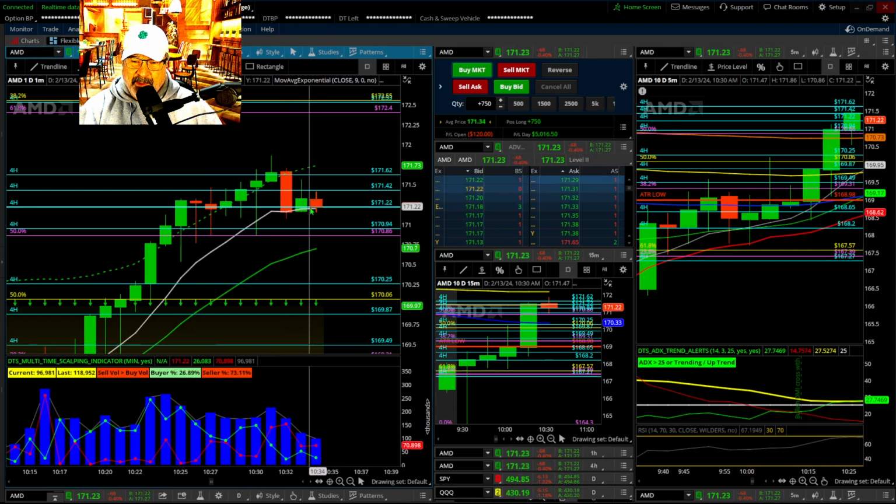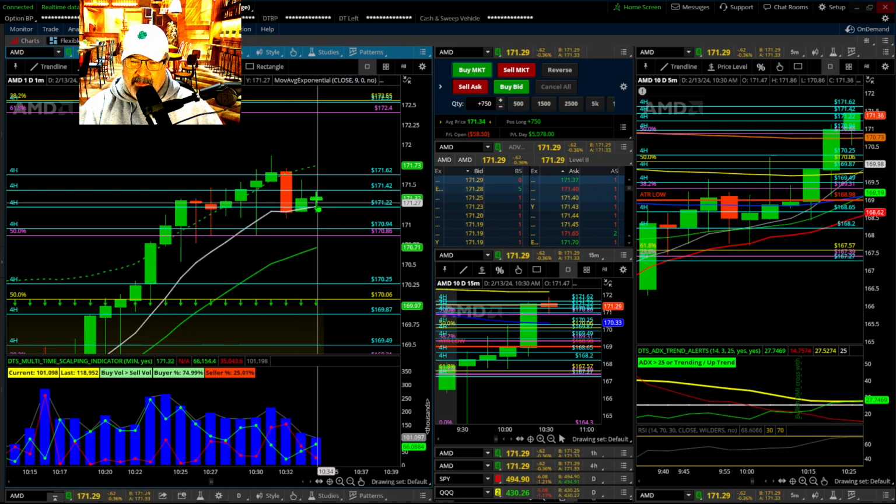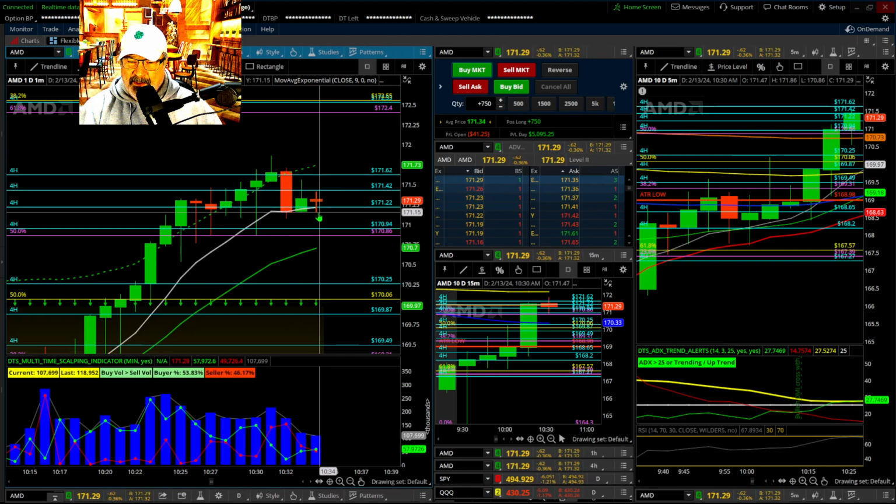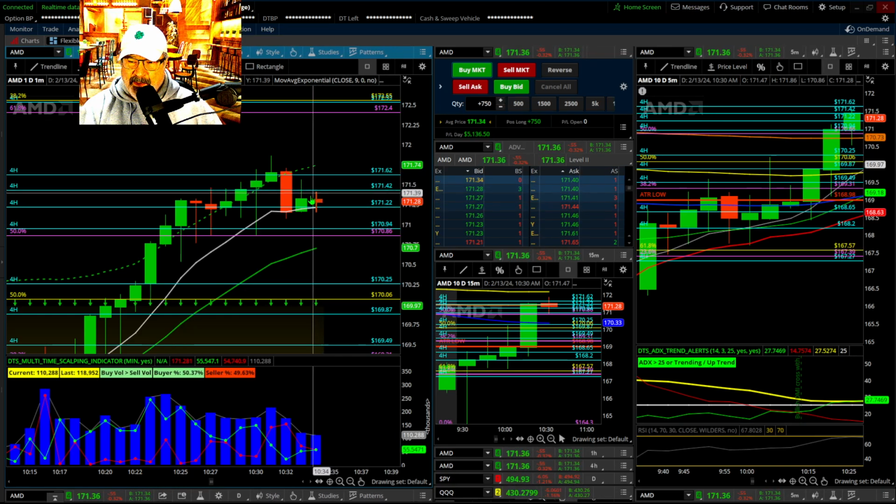Oh man, it's killing me here. It kind of depends what this candle is going to do, whether I stay in this move or not. If this stays green and gets up here, I'll stay in the move. If not, I'm going to get out.